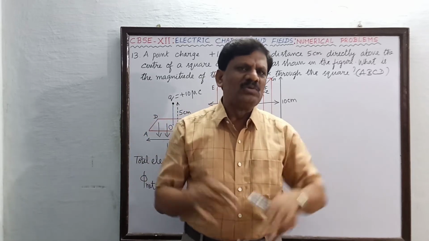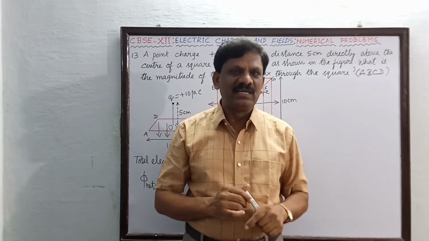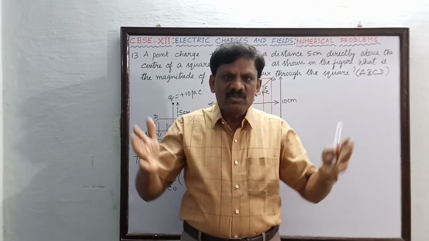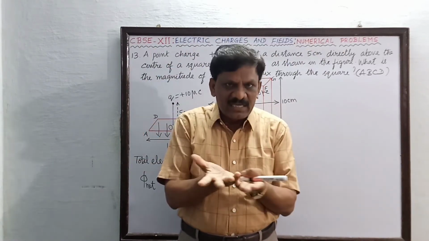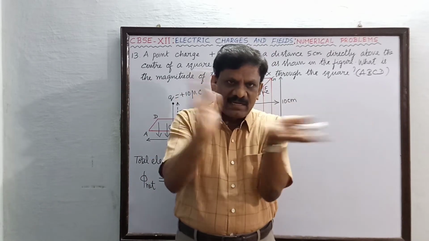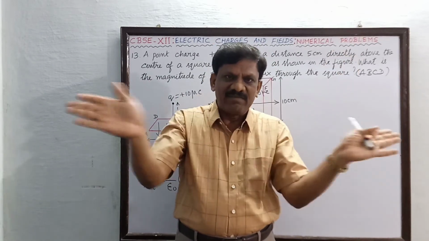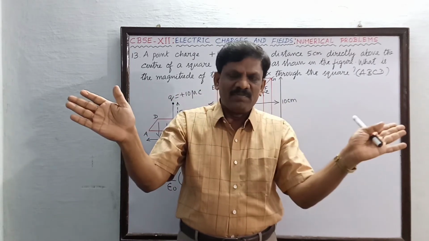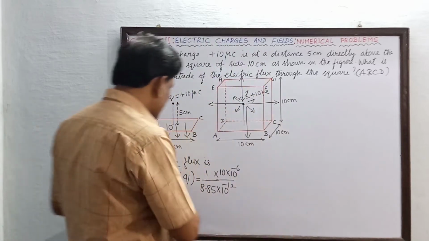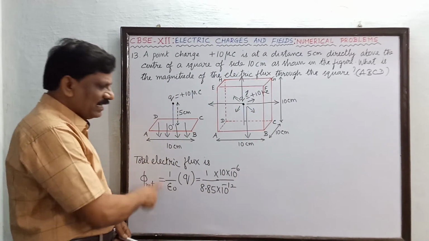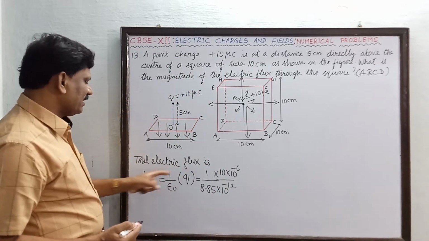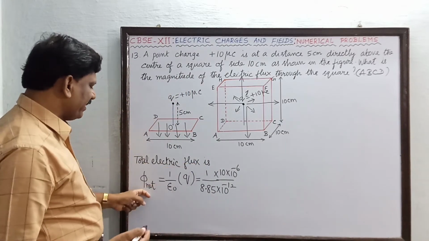But to apply Gauss law, we need a closed surface, is it not? For the application of Gauss law, we need a closed surface. That is why we have completed an imaginary cube and we have located the charge Q at the center of the cube. From the center of the cube, the flux is passing through all the 6 faces. So we have found the expression for the net electric flux, and then we are going to divide it by 6. Total electric flux is phi net.